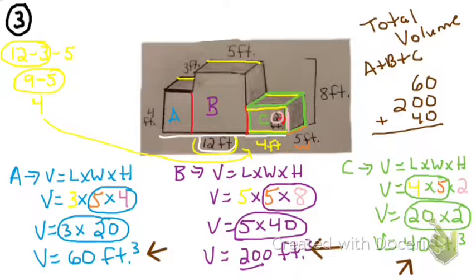So I get 0 plus 0 plus 0 is 0. 6 plus 0 is 6. Plus 4 is 10. Put down the 0, carry the 1. 1 plus 2 is 3. And once again, my unit is feet and it's volume, so it's feet cubed. And that's my final combined volume, 300 cubic feet.